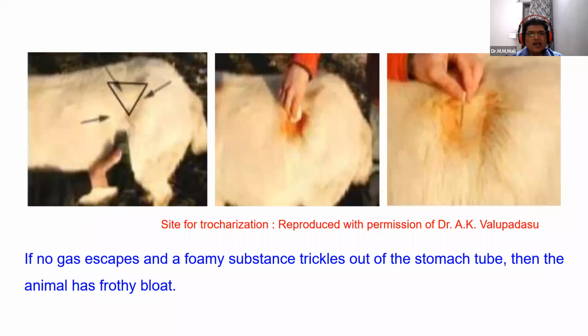So using aseptic precautions, we can trocarize with an 18 gauge or 16 gauge needle to pass through the rumen, and the gas can be relieved easily. If froth is present, there is some disturbance in the release of this froth, so we use some medicines to make it easy to pass the gas with this needle. If no gas escapes and foamy substance trickles out of the stomach tube, then the animal has frothy bloat. And sometimes in field conditions we inject either sweet oil or minerals.